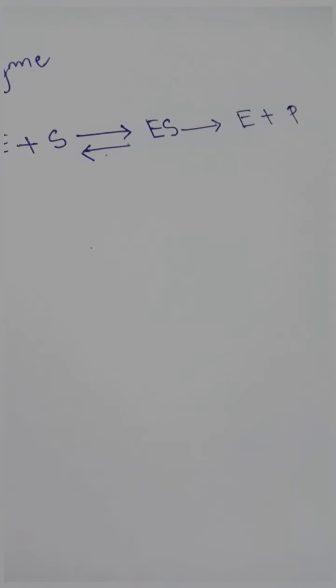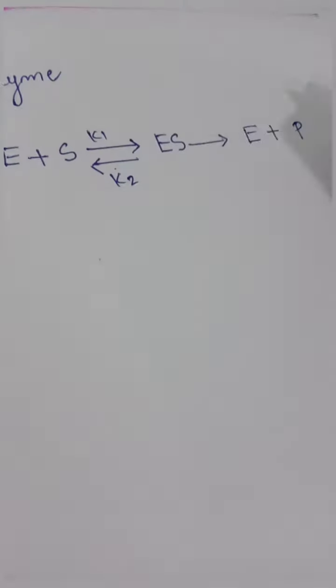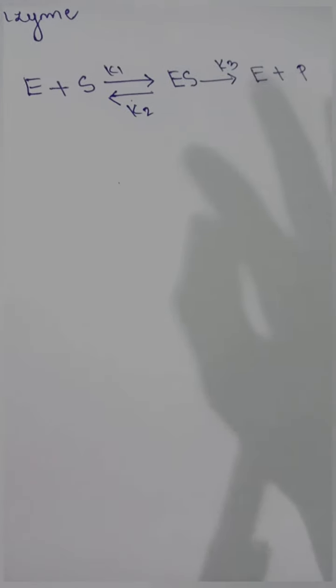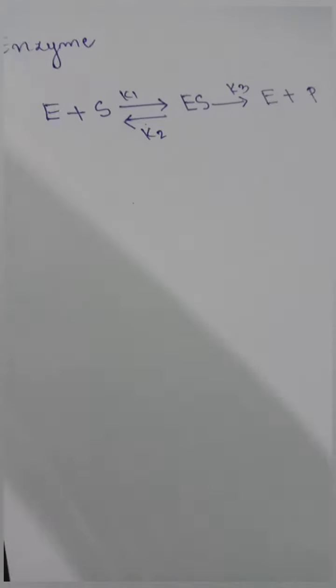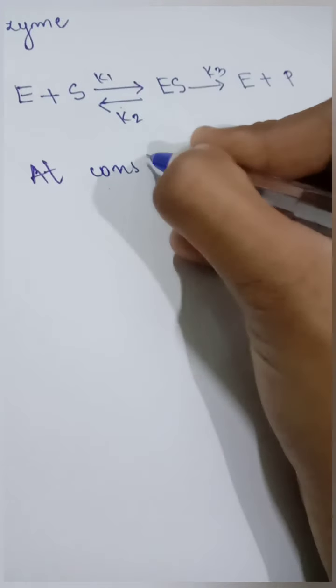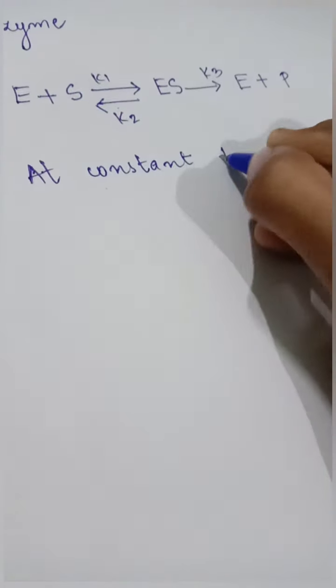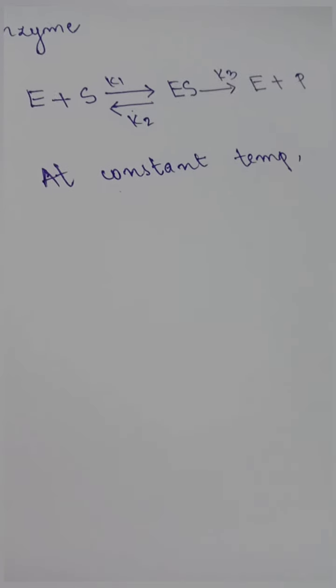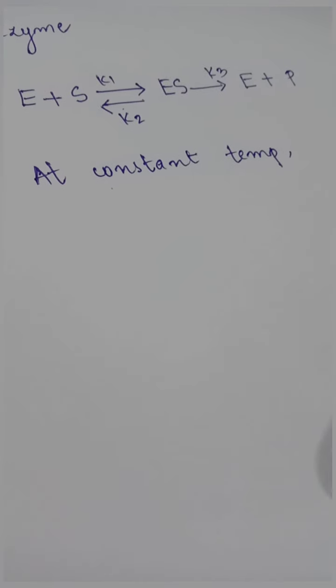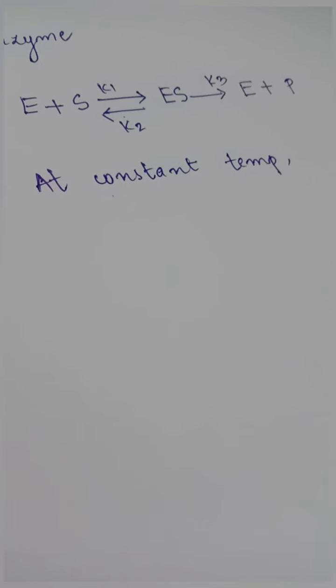So let's mark its rate constants as K1, K2 and K3. The next important point we need to understand is that at constant temperature, the rate of a reaction will be directly proportional to the concentration of the reactant.